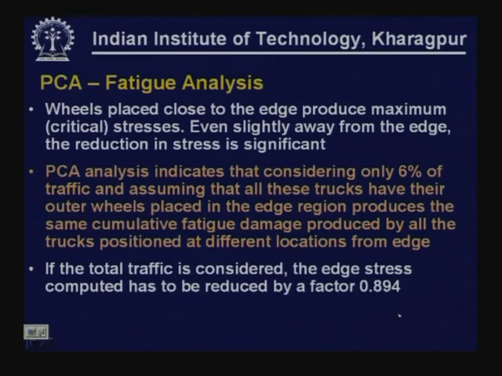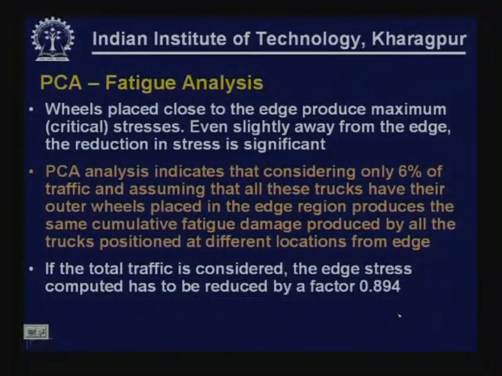What is being emphasized here is that we need to consider only a certain portion of all the truck traffic and assume that these vehicles are traveling with their outer wheels placed tangential to the outer edge, then analyze the slab only for those wheels. If you are trying to consider the total traffic, assuming all the 100% repetitions, then it can still be done, but the edge stress computed will have to be reduced by a factor of 0.894. That will correspond to the actual total cumulative damage that you can obtain.